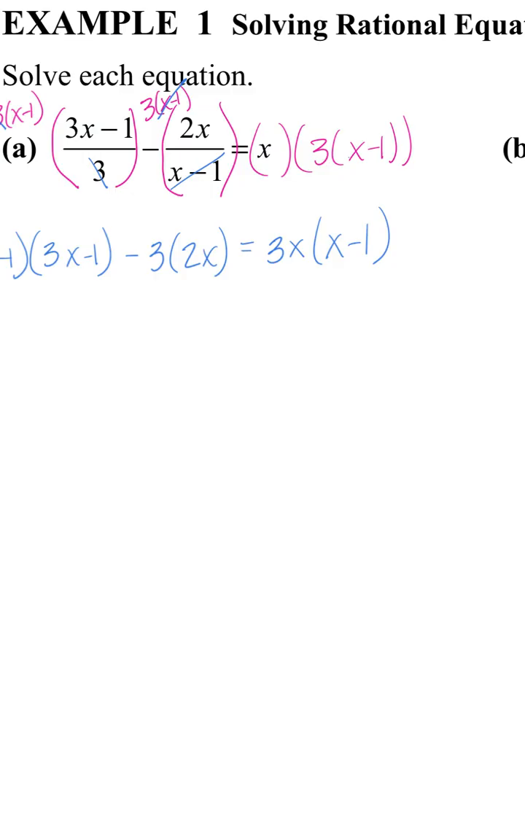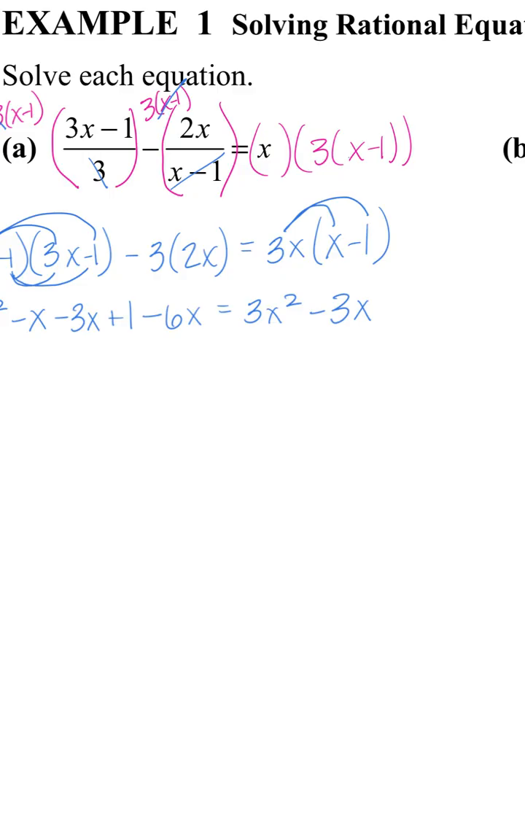So we've got x times 3x, so that's 3x squared. X times negative 1 is negative x. Negative 1 times 3x is negative 3x. And negative 1 times negative 1 is 1. Now you've got negative 3 times 2, so that's negative 6x, equals 3x times x, 3x squared. And 3x times negative 1 is negative 3x.